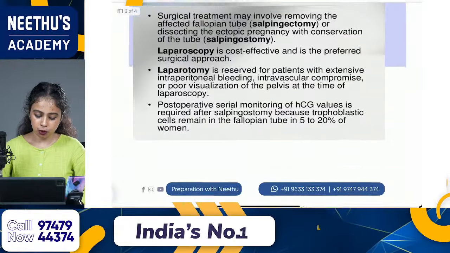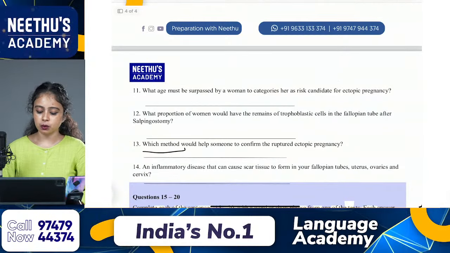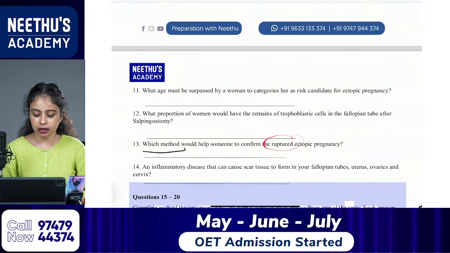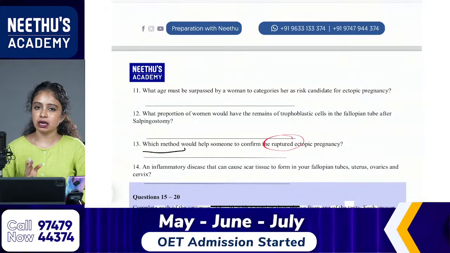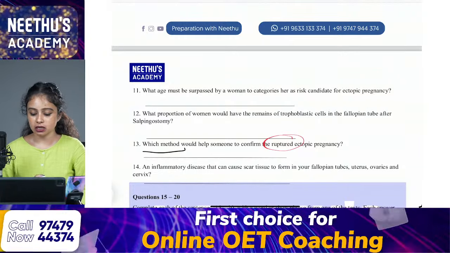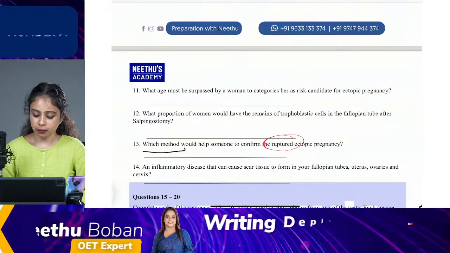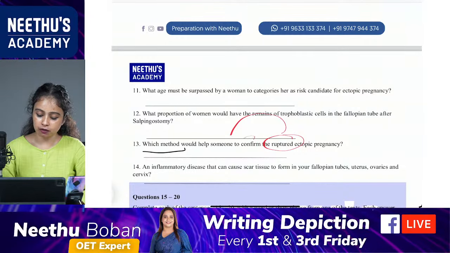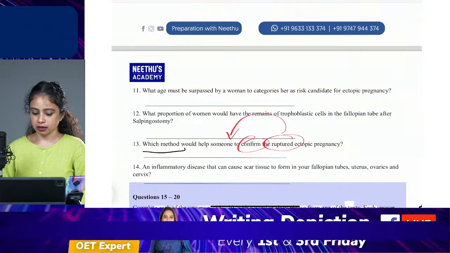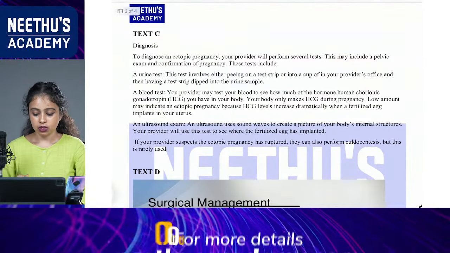So what are the keywords from the question? Let me know. Which method would help someone to confirm the ruptured ectopic pregnancy? The only keyword that will help you find the answer is ruptured ectopic pregnancy. So ruptured ectopic pregnancy, to confirm or diagnose someone. So which method? What is mentioned here?